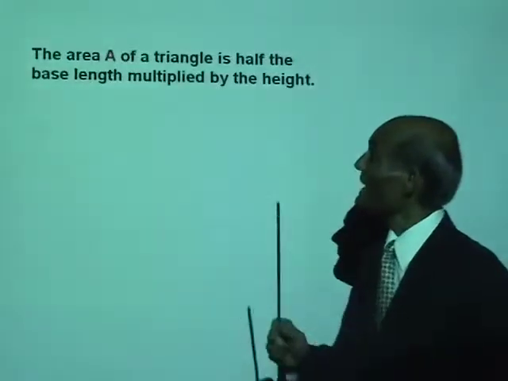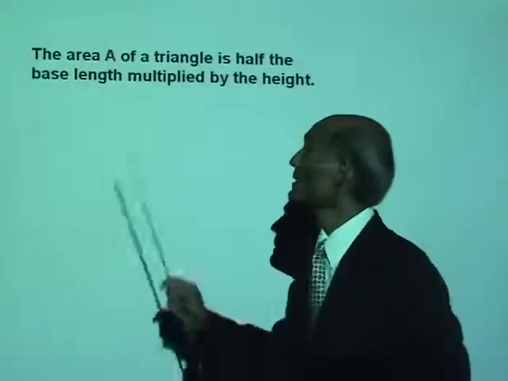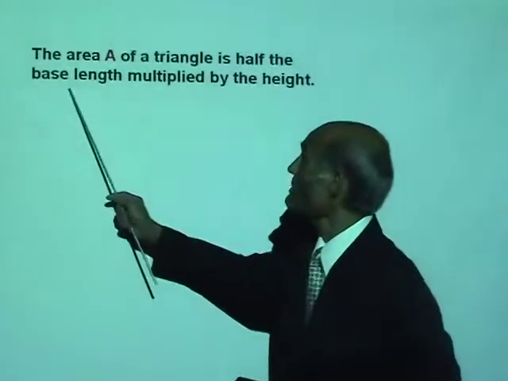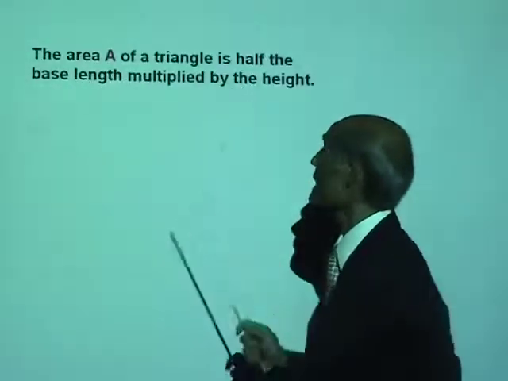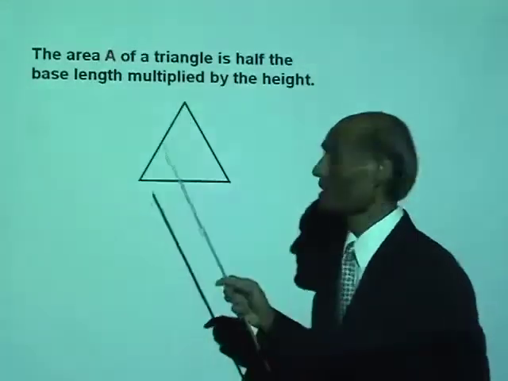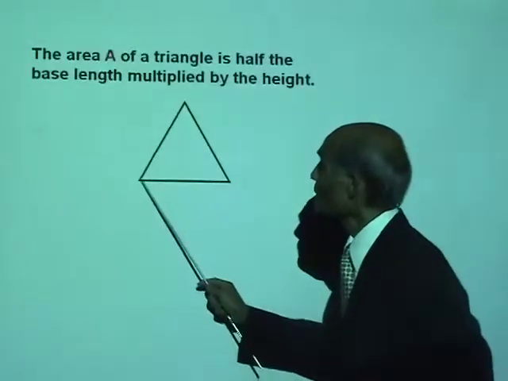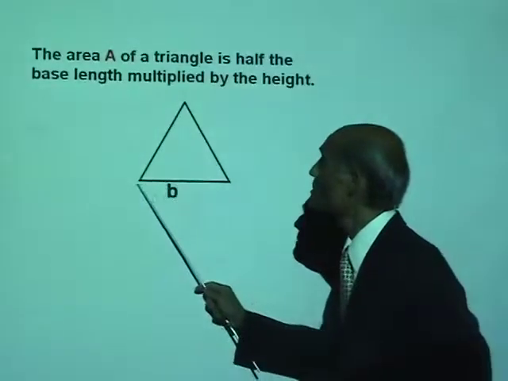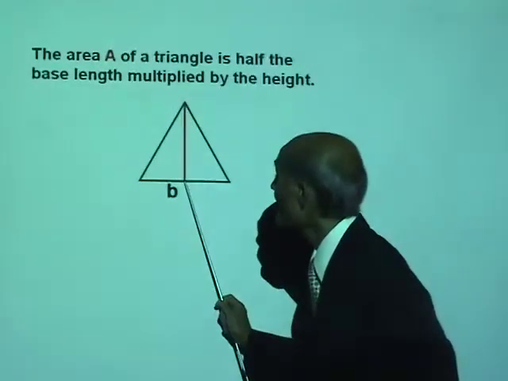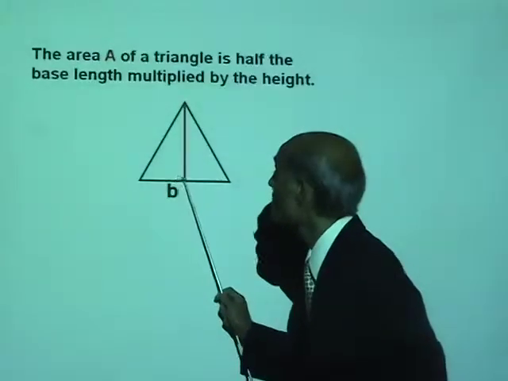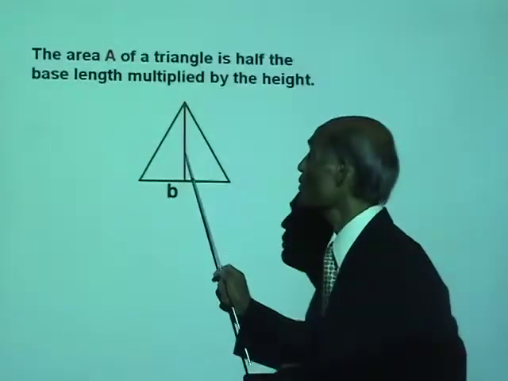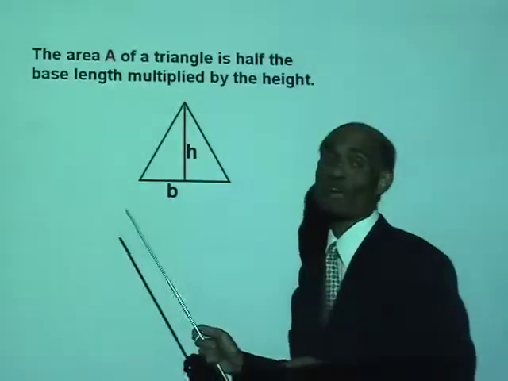Alright, let's now look at another formula. The area A of a triangle is half the base length multiplied by the height. Have you ever come across that formula? If you have a triangle, this is the length of the base, we call it B. And if you now draw a line perpendicular to the base to meet the vertex of the triangle, this is called the height of the triangle.